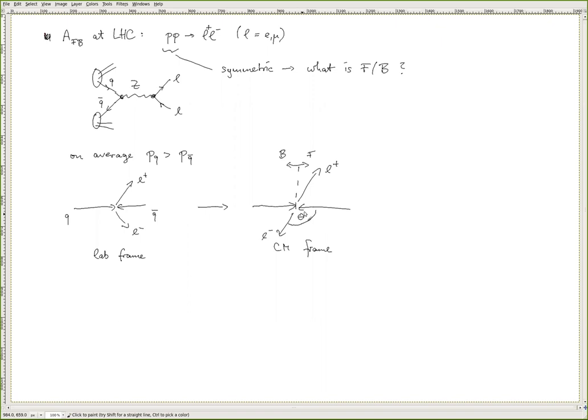And one can compute what one would get for an observable that's defined this way. And indeed, if there are parity violating Z couplings, one finds there is a non-zero forward-backward asymmetry defined in this way.